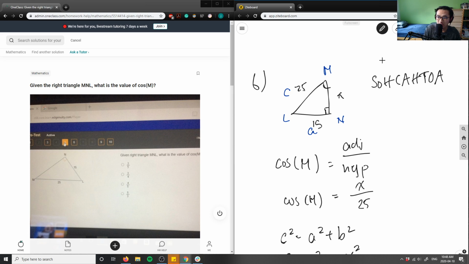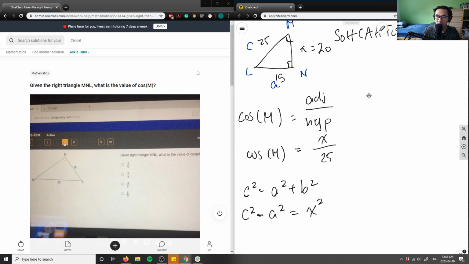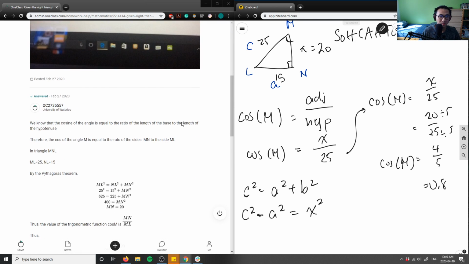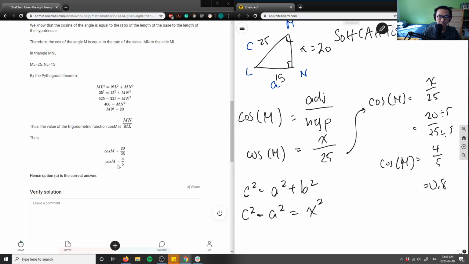Now I can solve this problem, because if x equals 20, cos M equals x over 25, which is 20 over 25. I can reduce these terms by dividing the numerator and denominator by the greatest common factor, which is 5. 20 divided by 5 is 4, and 25 divided by 5 is 5. So cos M equals 4 over 5, or 0.8. In this case, C is our answer. And lo and behold, cos M equals 4 over 5.